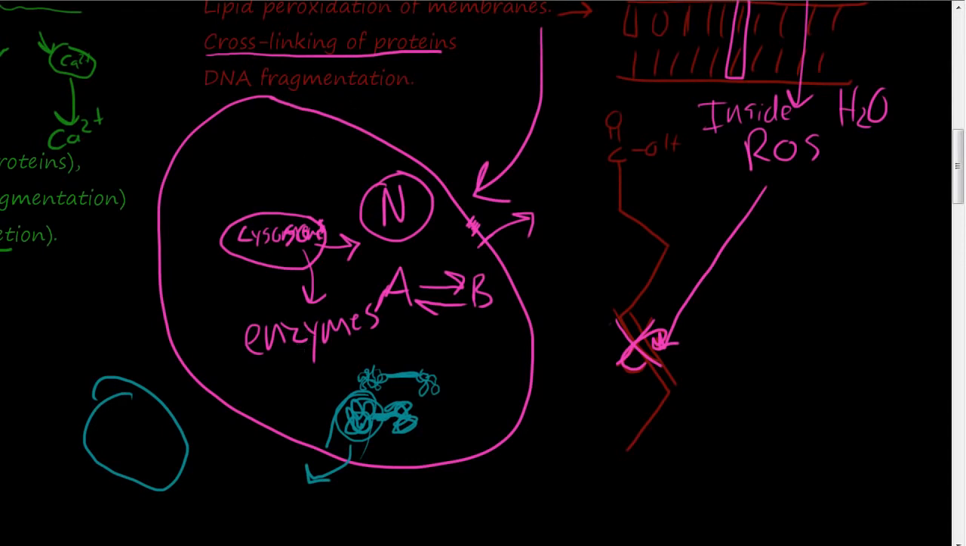Or the reactive oxygen species, our last way, can cause DNA fragmentation. So inside the nucleus, inside the cell, reactive oxygen species that's produced and it's not destroyed can come inside the nucleus and it can start, let's say this is the DNA, it can start destroying this DNA. It can start causing fragmentation of the DNA.